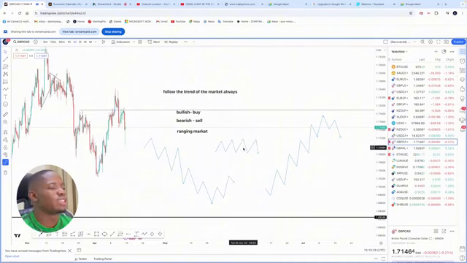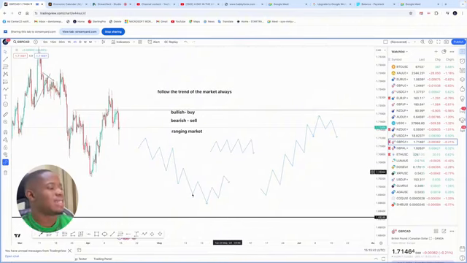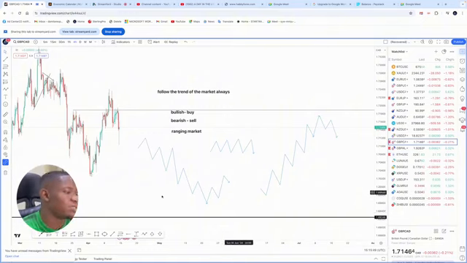So what do we do in a ranging market? There are two things you can do in a ranging market, right? Please listen attentively. In a ranging market, you can decide to leave it, or you can decide to trade it. Now, how do you trade in a ranging market? There's one rule that I've not told you guys, which is under zone, but we've not gotten to zone. So let me tell you guys this rule.